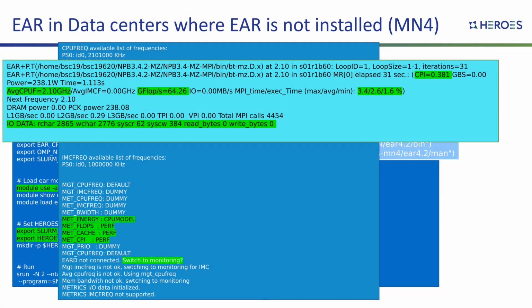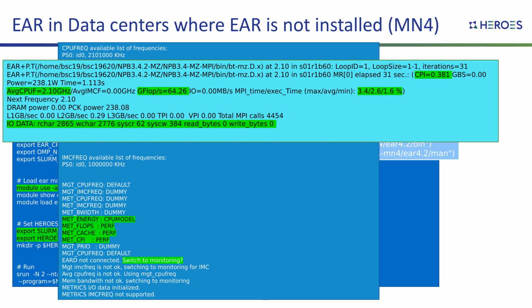We have executed the following script. It has three sections. First, we load EAR module. Second, we enable HEROES plugin. And finally, we run the application using the run command to load EAR library and environment. Again, we have set the verbosity to the maximum to show EAR actions and configuration details.